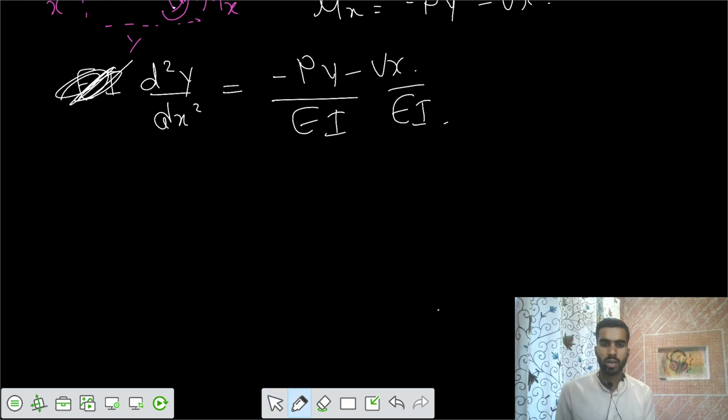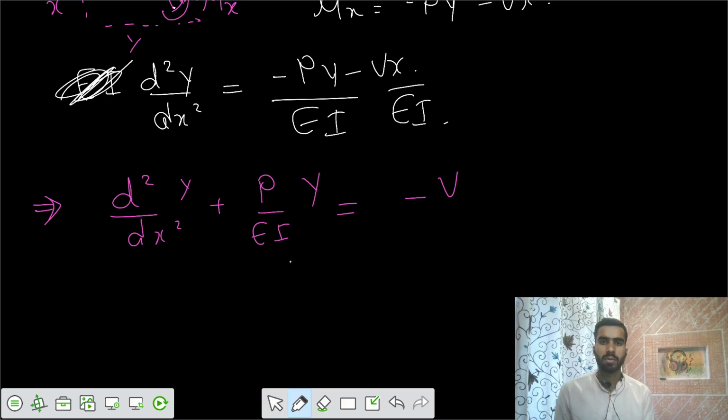Now we keep the equation in terms of that function of y. So let's write the differential equation in terms of y. I would say that d²y/dx² plus (P/EI)y equals minus (V/EI) times x. So let's write that.